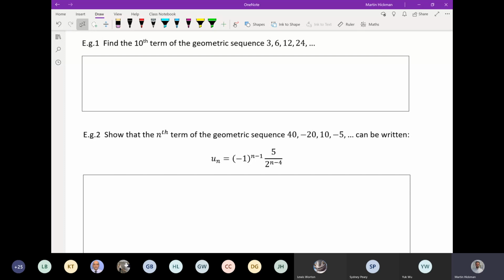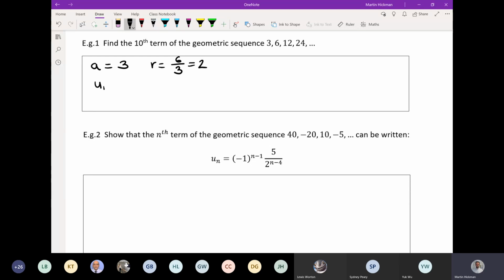To do this, I need to know what a and r are. So a is my first term, so a is just simply 3, and r is the common ratio, so this is 6 divided by 3. I'm just doing my second term divided by the first one, which gives me 2. Note that I could have also done 12 divided by 6, it gives me 2. I could have done 24 divided by 12, it also gives me 2.